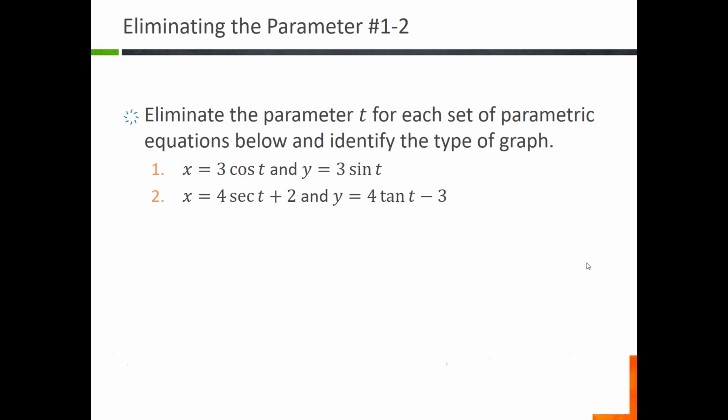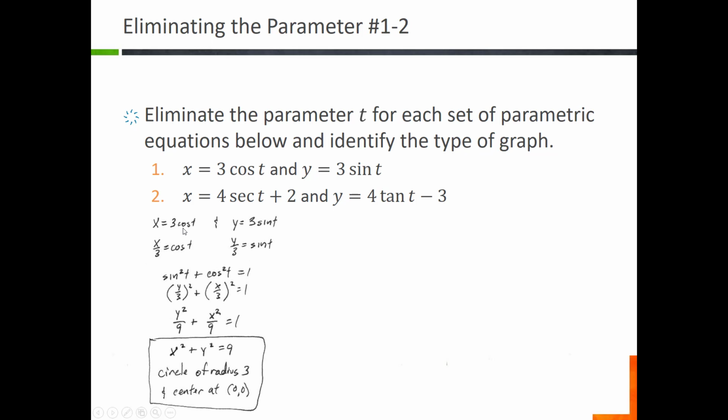All right, so let's look at eliminating the parameter. We did this in our previous example, where we would take one equation, maybe the x equation, solve it for t, and plug it into the y equation. We don't want to do that this time, though, because if we do that with these, we're going to have inverse trig functions. And if you remember, inverse trig functions have domain restrictions, and we just don't want to mess with that. So instead, we're going to use our Pythagorean identities.